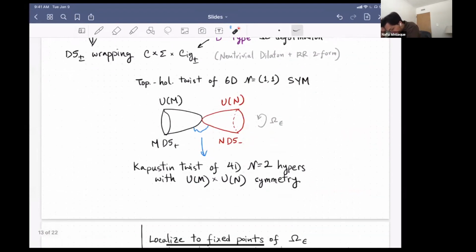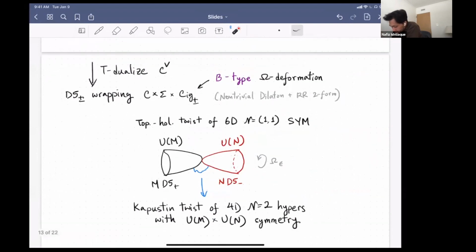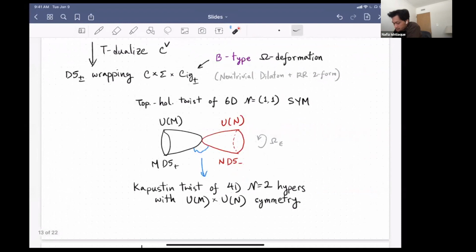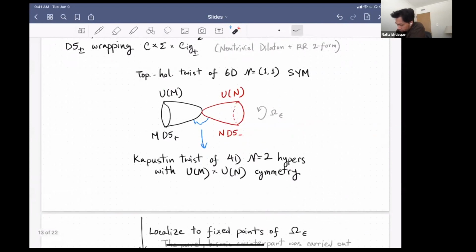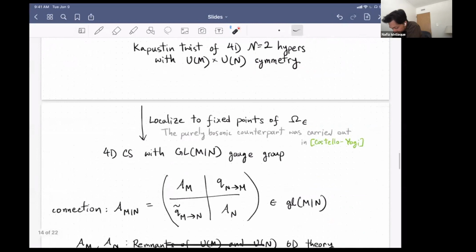And the reason that we went through this process to introduce omega deformation is that we can use some existing computations about how to reduce this B-type omega deformed topological holomorphic 6D theory. Okay, so this is essentially the same picture as before. I'm just saying that now we have an omega deformation that rotates the Taubnat circle.